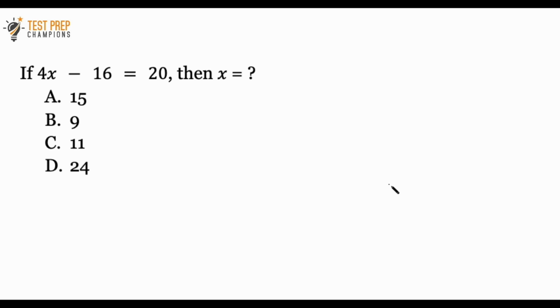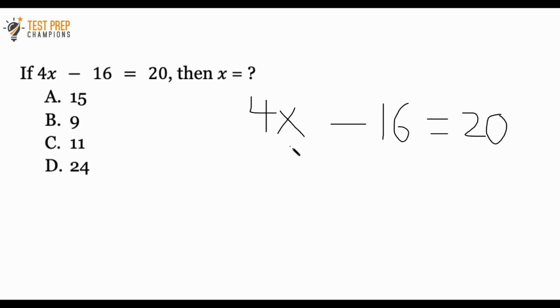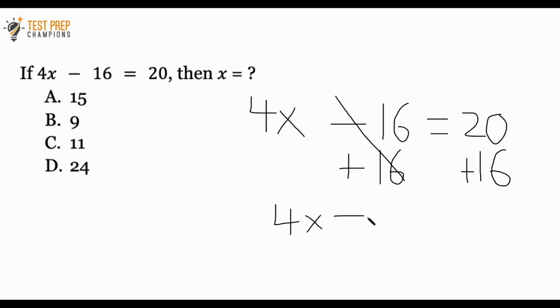So there are two ways to solve this question. The first way to solve this question is to just do the math here and try to get x by itself on one side of our equation. So to do that, I would see that we have 4x minus 16 equals 20. And to get the 16 off of this side of our equation, I'm going to add 16. And when I do that, the 16s cancel out. But whatever I do to one side, I also have to do it to the other side as well. So I also have to do 20 plus 16.